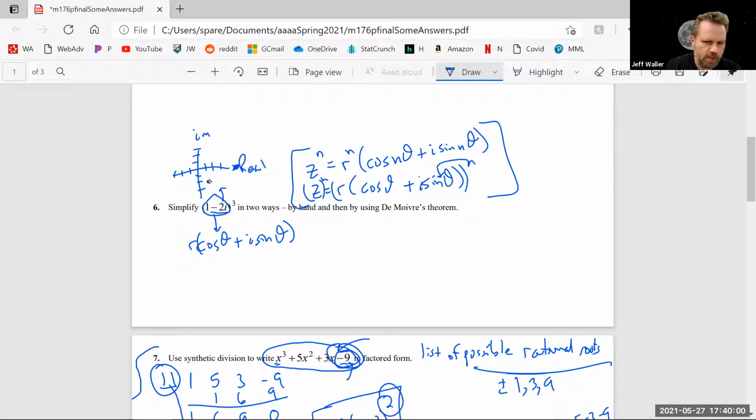Now, we've done what we're about to do. We've done it several different ways, but the R is just that distance there. How do I get the R? You guys have to know. Isn't there a little triangle there? How do I get the R?